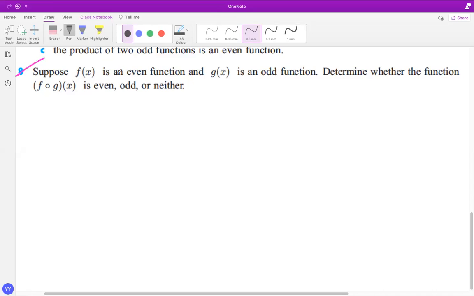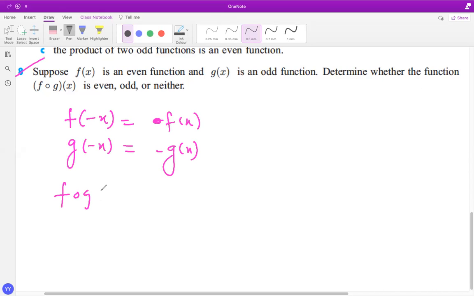So we have been given that f of x is an even function. So firstly, it means that f of negative x is going to be the same as f of x, and g of negative x is going to be negative g of x. Now determine whether the function f of g of x is even, odd, or neither.